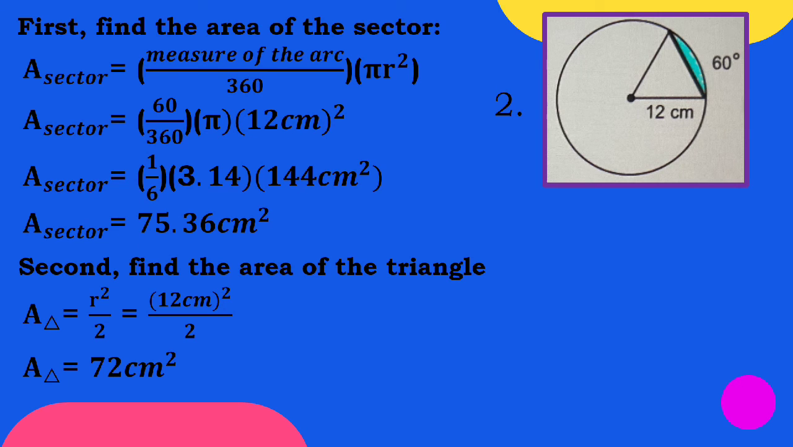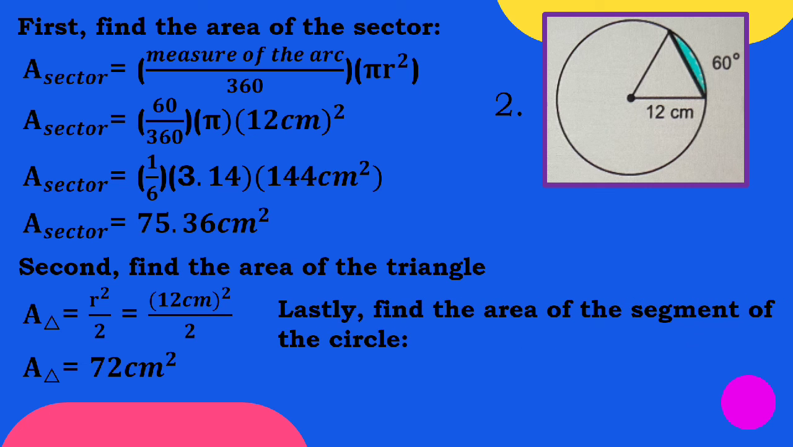As a final solution, to get the area of the segment of the circle, that is equal to area of the sector minus the area of the triangle formed. 75.36 centimeter square minus 72 centimeter square is equal to 3.36 centimeter square.